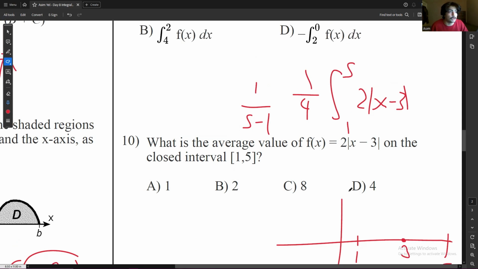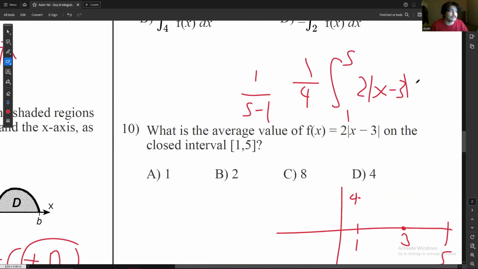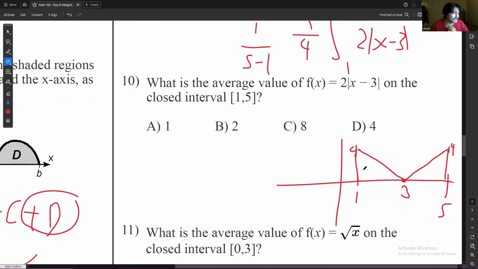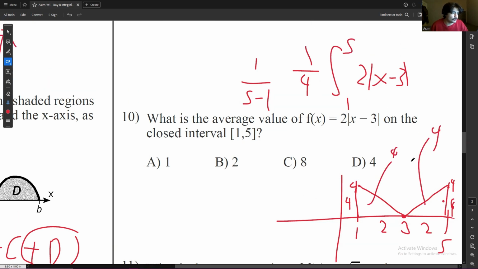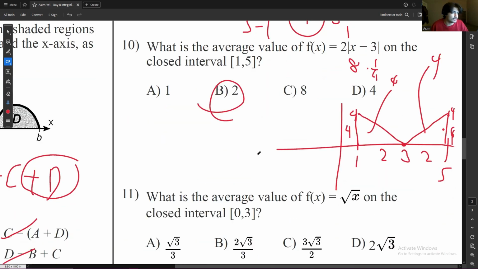And what happens when I plug in 1? I get 1 minus 3, which is negative 2. Negative 2 in absolute value is 2, and 2 times 2 is 4. Great. And what happens when I plug in 5? 5 minus 3 is 2, and 2 times 2 is 4. Actually, I got the same triangle. Very interesting. So I got 4 for this triangle, 4 for this triangle, and my integral would be 8. However, I have a 1/4 over here, so 8 times 1/4 is going to be 2.